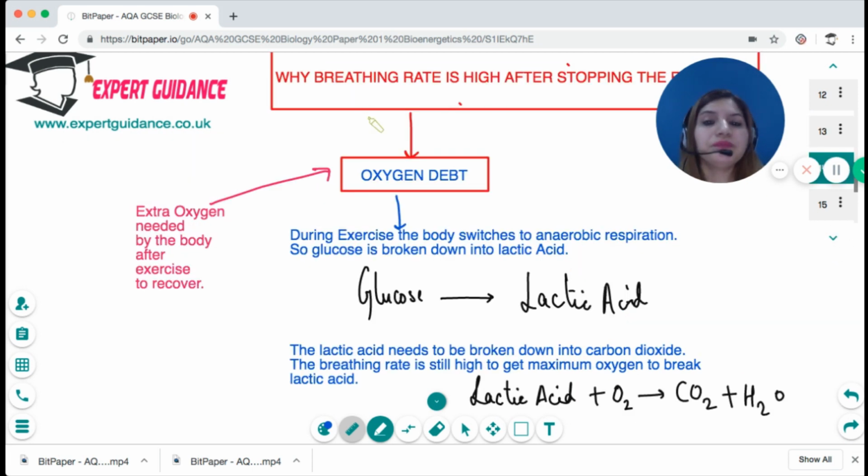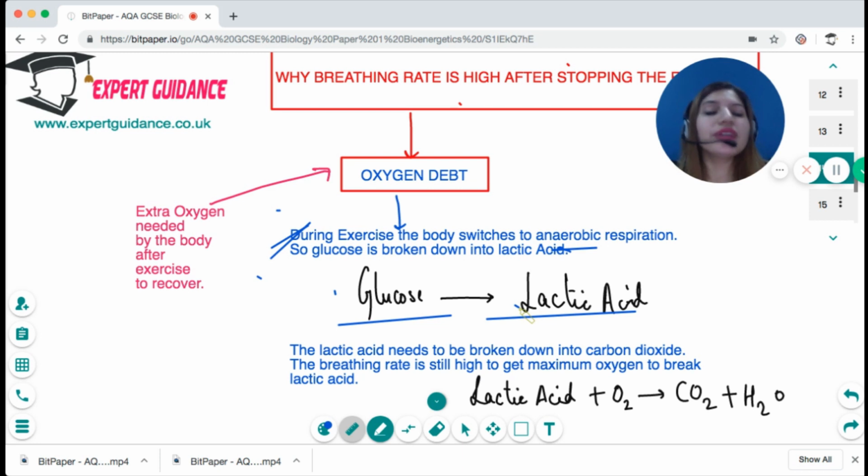Okay. Now, have you ever seen that even after you have stopped exercising, your breathing rate is still high? What is the reason for that? The reason is that during exercise, due to less availability of oxygen, the body switches to anaerobic respiration. If you remember, anaerobic respiration in animals converts glucose into lactic acid. Now, this lactic acid, when developed in greater quantity, can cause muscle fatigue, redness, and swelling of the body. But this lactic acid cannot be stored.